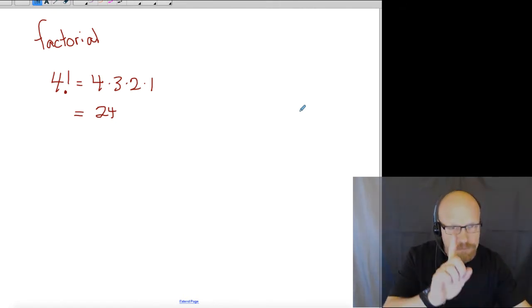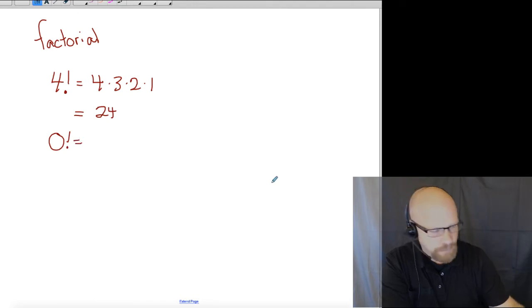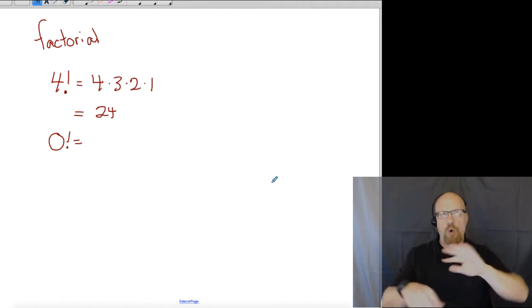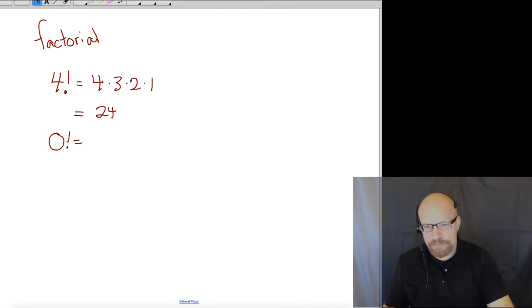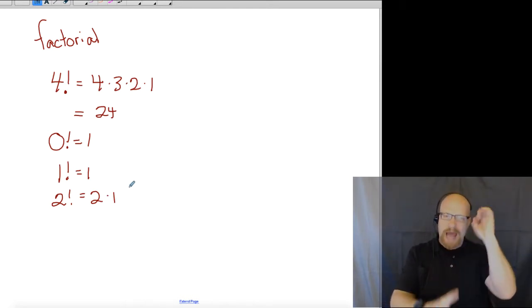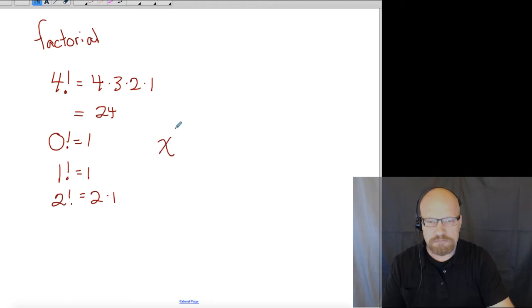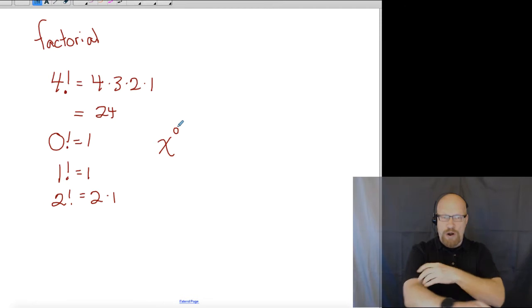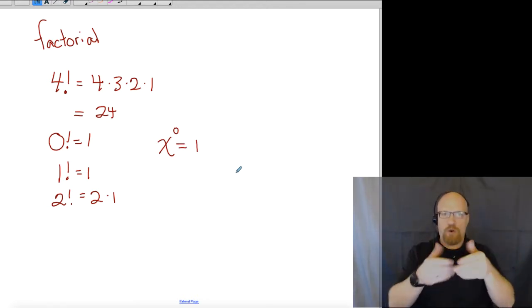Okay, so now, a few things. For some strange reason, there's a whole lecture behind this, but I'm not going to do it here. 0 factorial equals 1. Also, reminding you about exponents. If you have any number raised to the zero power, the answer is 1. That will be important going forward.